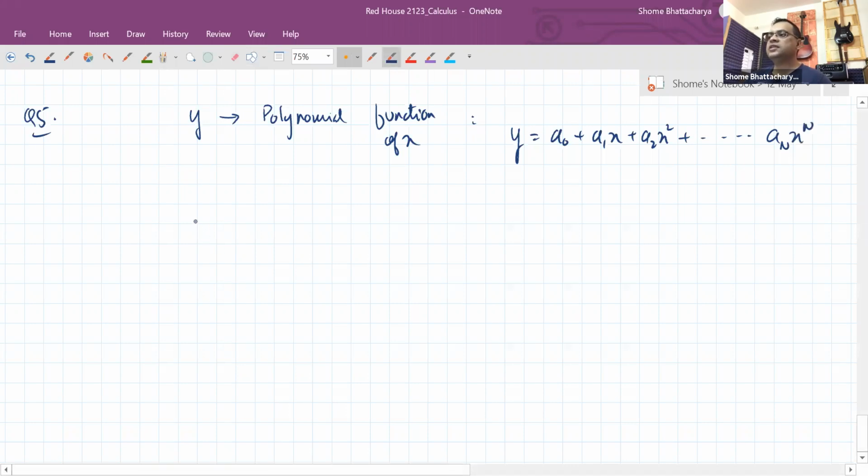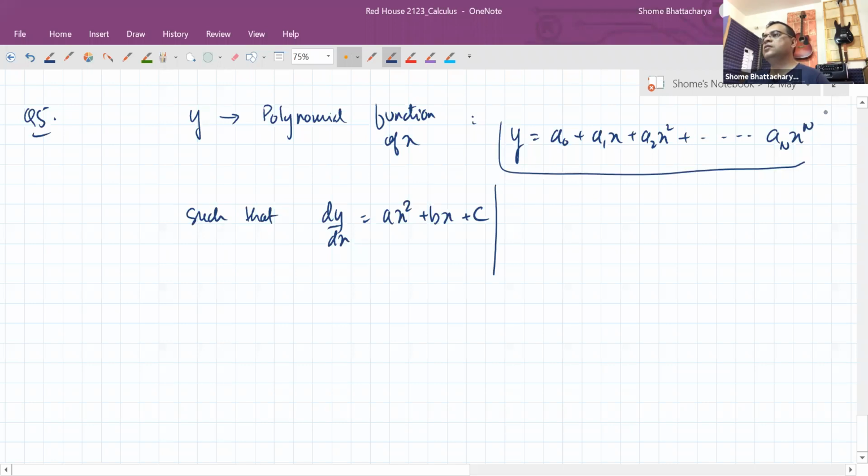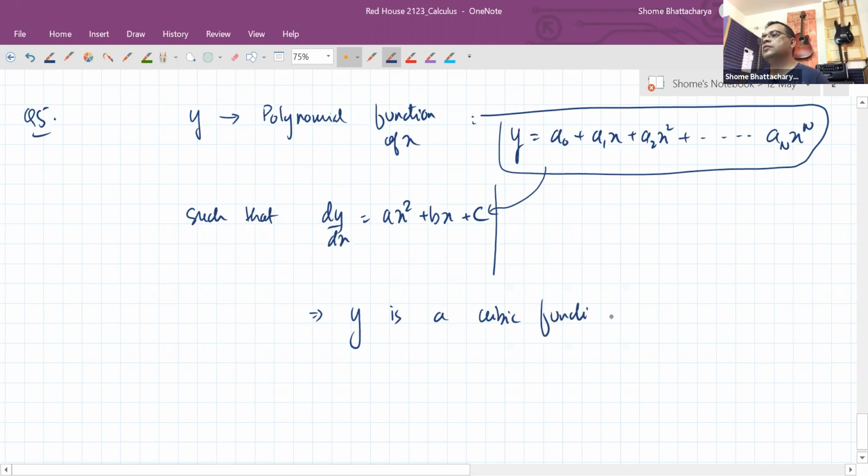But now see, the next information given is going to make things a little bit easier for us because it is given that the instantaneous rate of change of y with respect to x is a quadratic function, where a, b, and c are some constants. So now if you connect this with this, you'll realize that y is a cubic function. Is this point clear why it is a cubic function? This was the main thing.